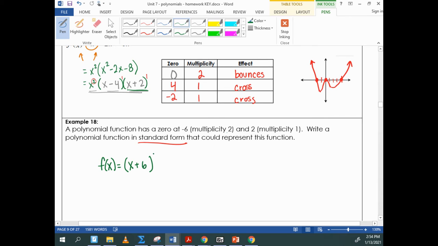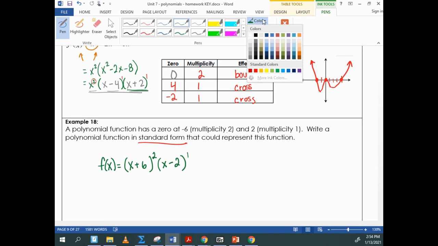It has multiplicity 2. That means we're going to write a little 2 right there. And another factor is +2. So that one we're going to subtract it. We're going to do x minus 2. That way, when you plug in 2, 2 minus 2 is 0. It has multiplicity of 1. All right, so this is written in factored form. They want it in standard form right here. So what we're going to do is just multiply everything out.